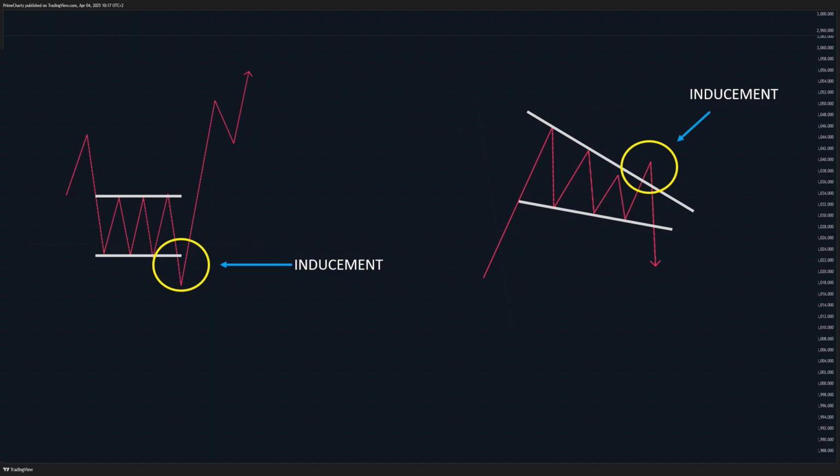these traps. But don't worry. In this video, I'm going to break down how inducement zones work, why they exist, and how you can avoid getting caught. Understanding this can be the difference between getting played and playing smart, so make sure you stick around.